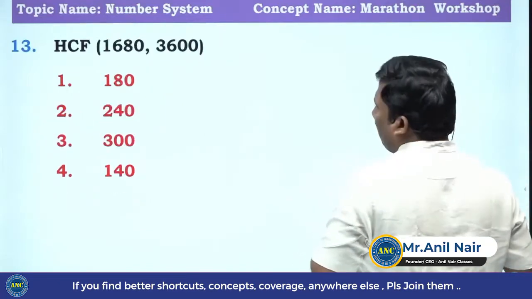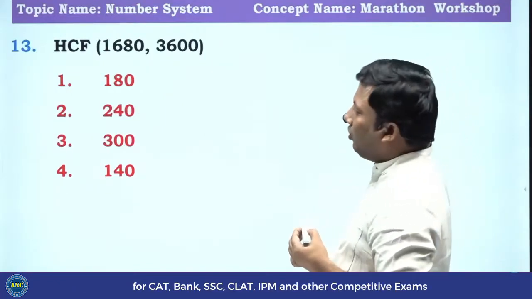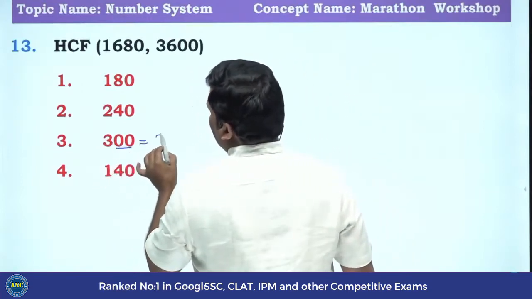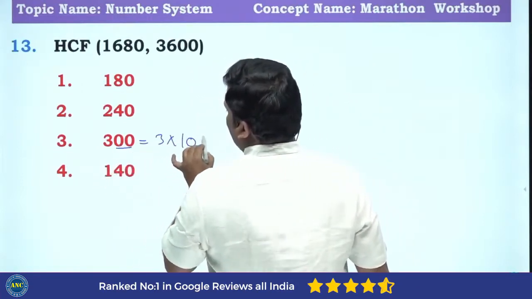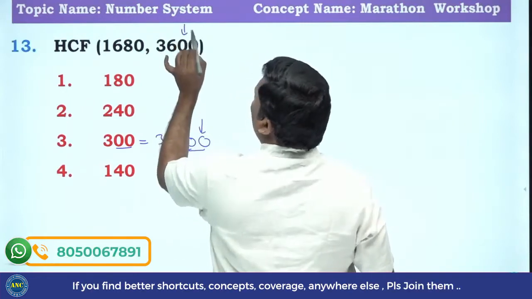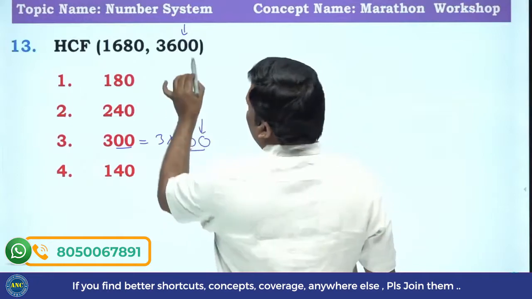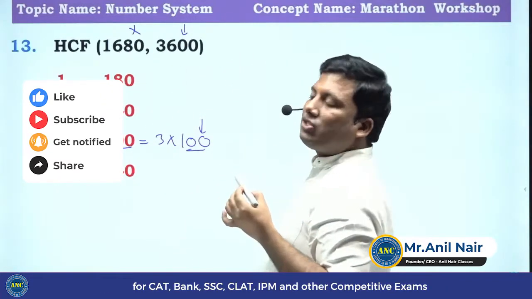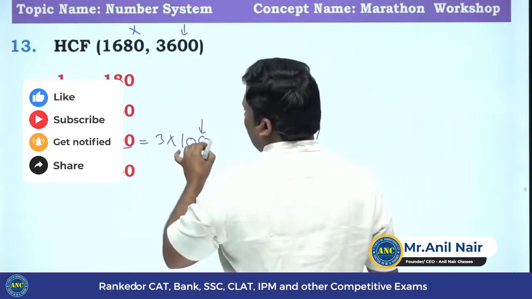Then I will give a table. 1680 and 3600. This is 3 into 100, so this is divisible by 100. The inputs all should be divisible by 100. Any number divisible by 100 should have its last two digits divisible by 100.